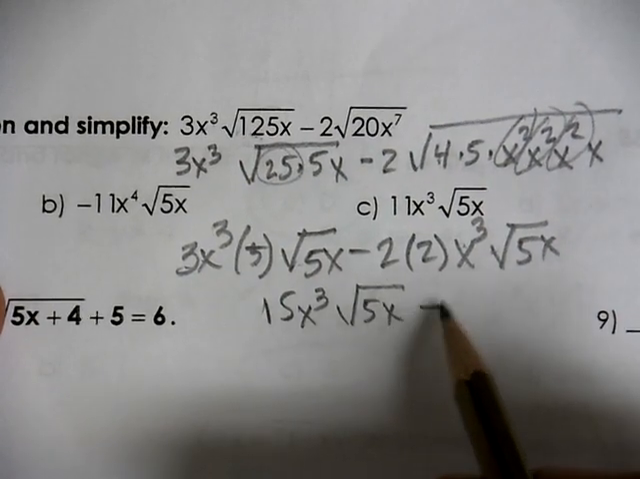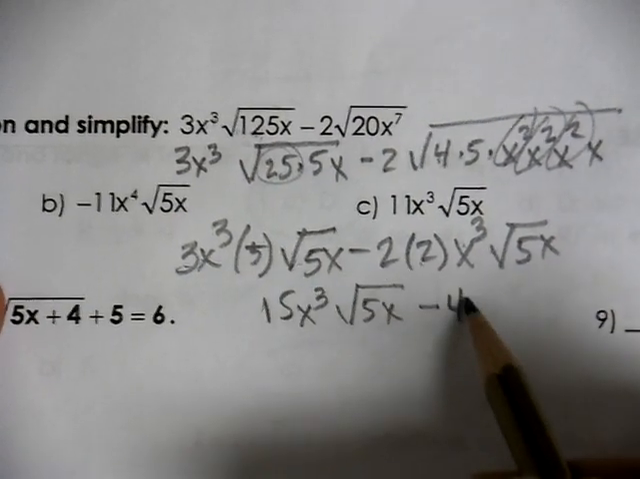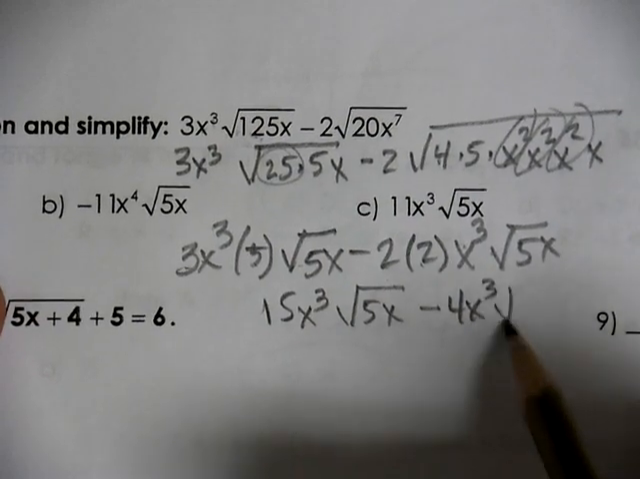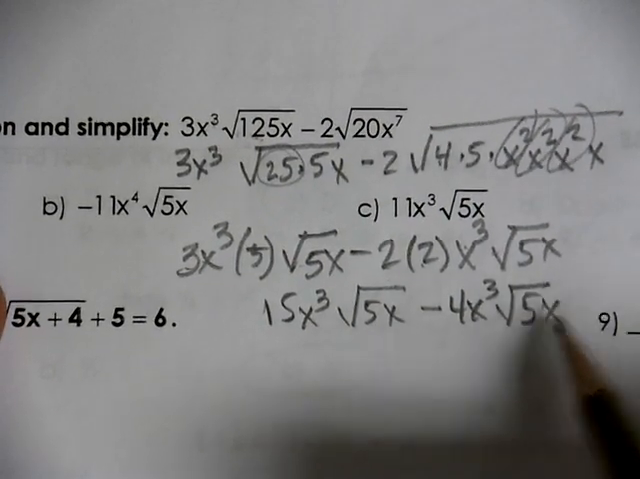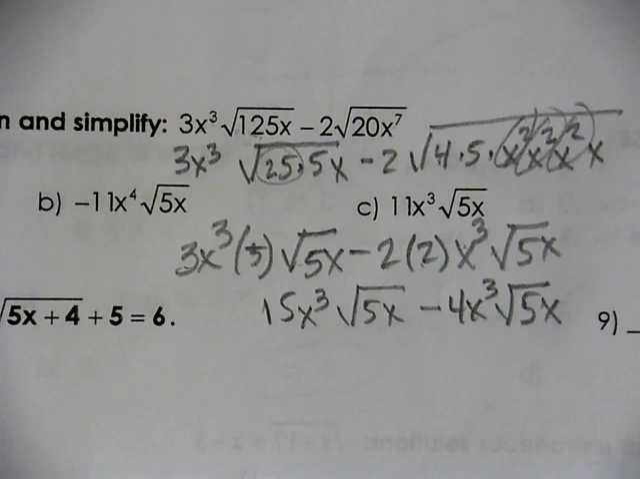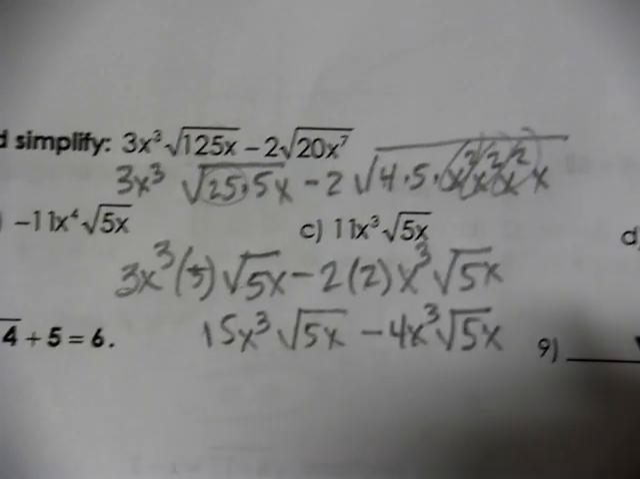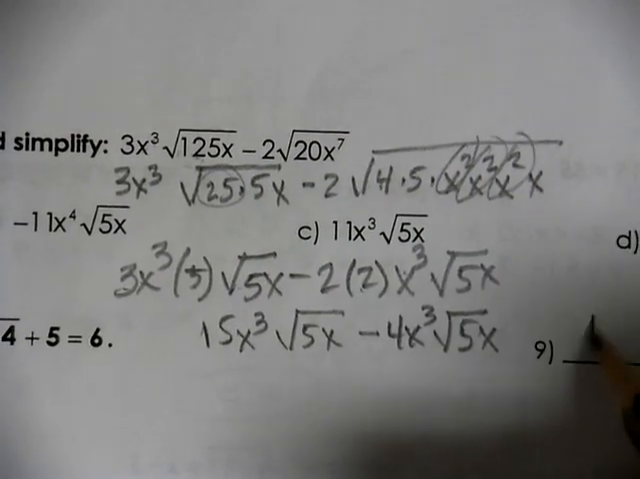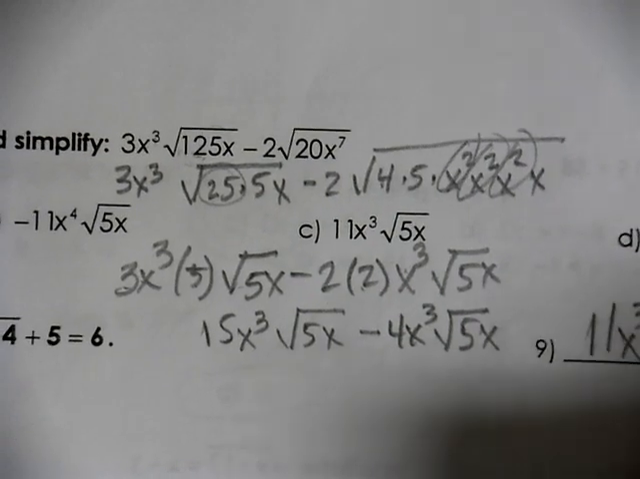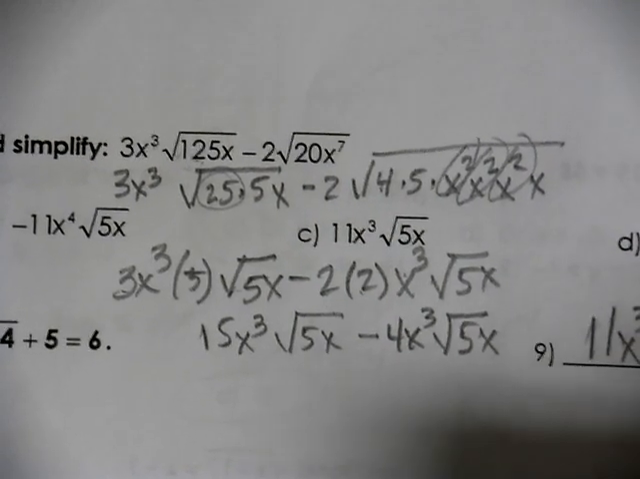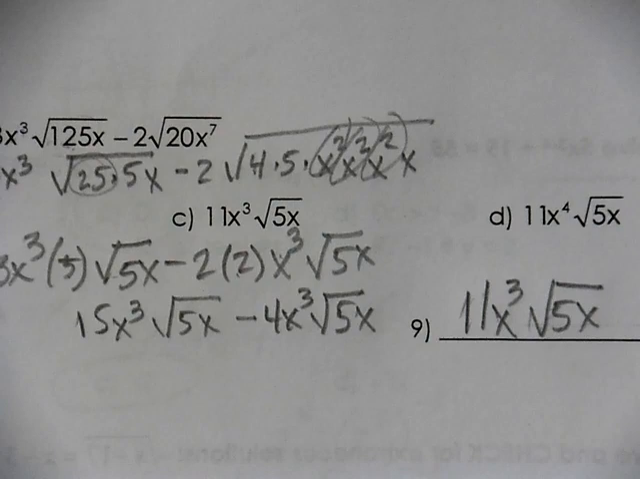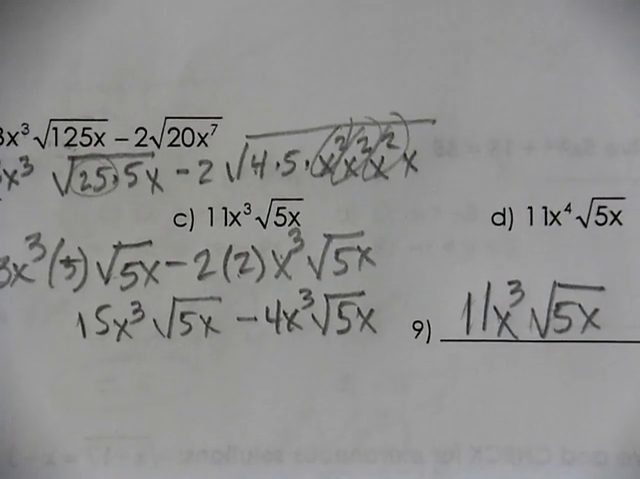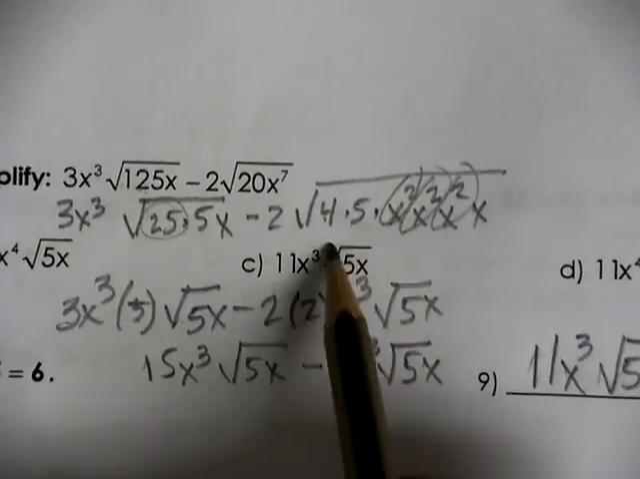Inside the square root, minus 4x cubed, the square root of 5x. Now we have like terms, and we can call this 11x cubed, the square root of 5x. That looks like letter C.